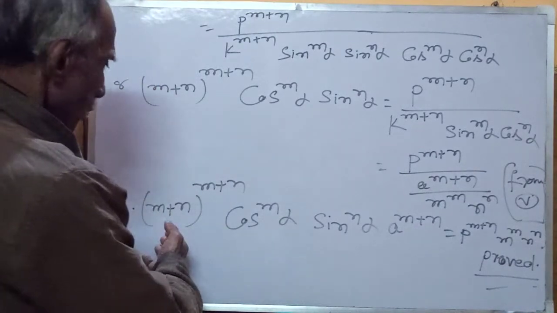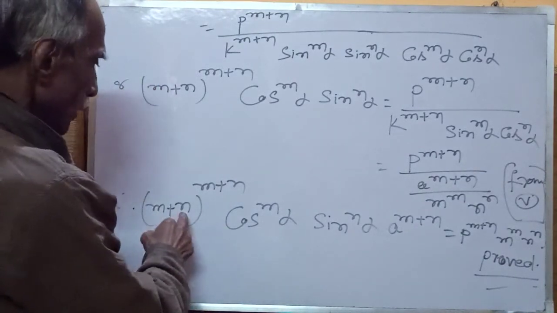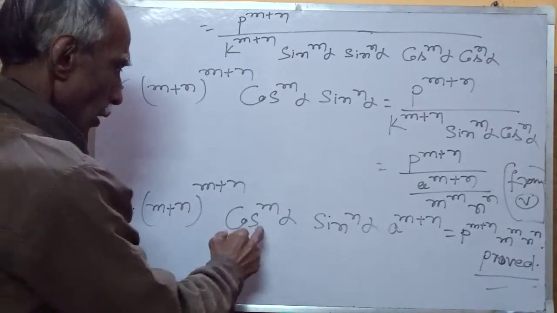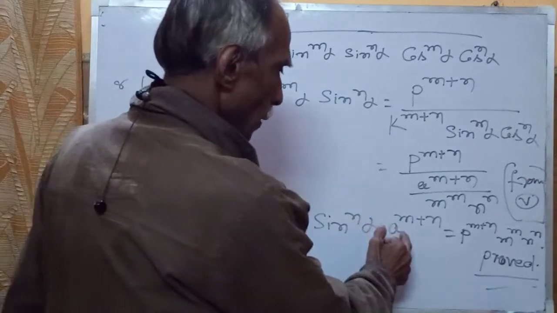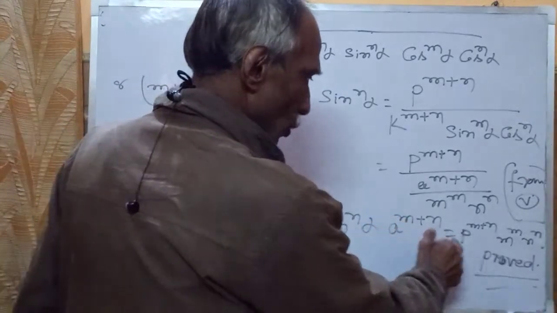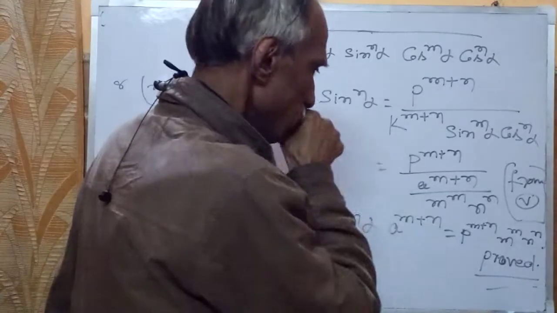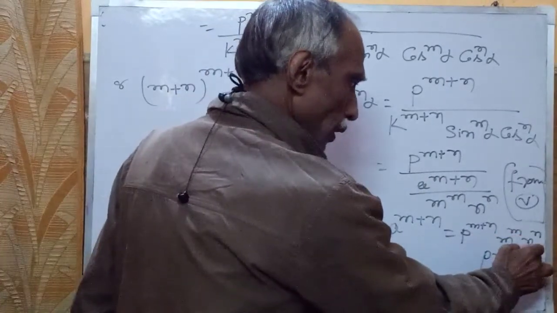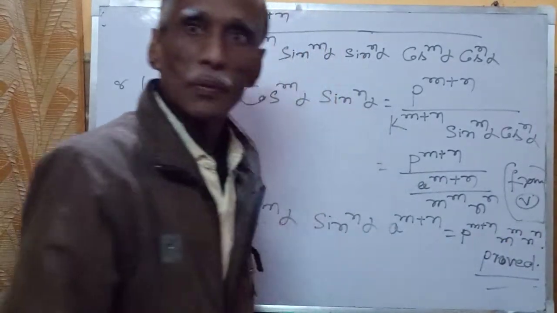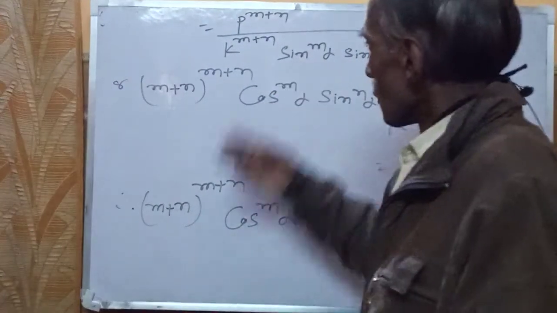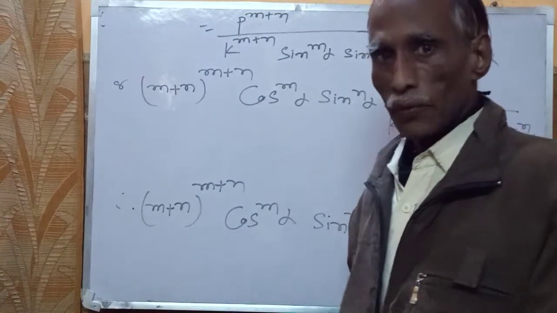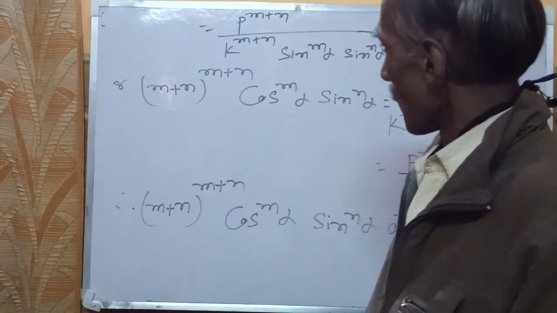Then finally you can write (m plus n) whole to the power m plus n, cos m alpha sin n alpha, a to the power m plus n is equal to p to the power m plus n, m to the power m into n to the power n, as proved. This is the sum that I have taken from tangents and normal and curves.